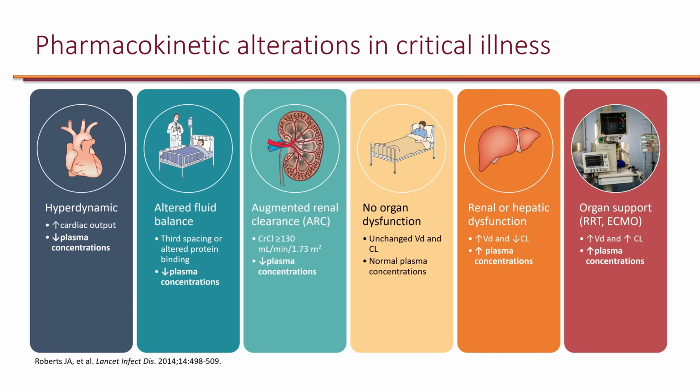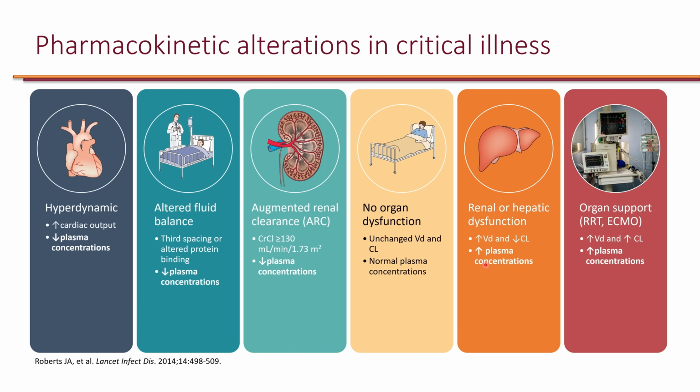And things that can lead to augmented renal clearance include things like trauma, sepsis, burns, hematologic malignancy, or pancreatitis. These are some of the risk factors, and this is more common inside the ICU. And of course, it's possible that the patient may have no organ dysfunction and be critically ill, which means that your plasma concentrations are actually normal.